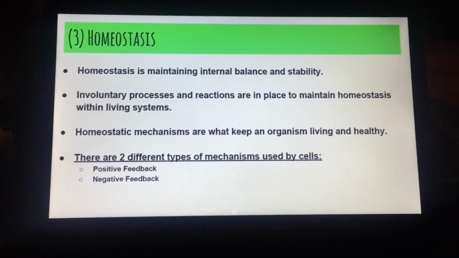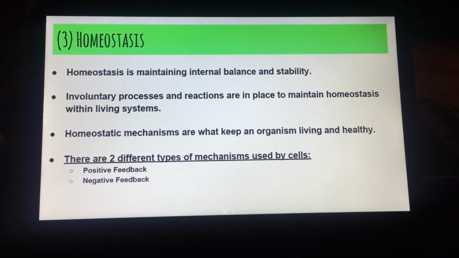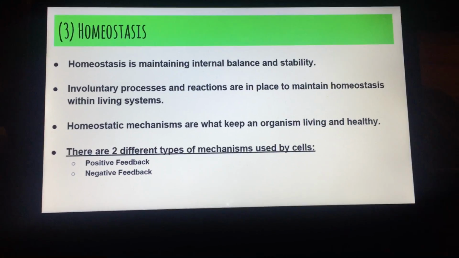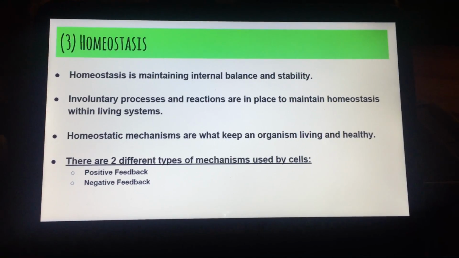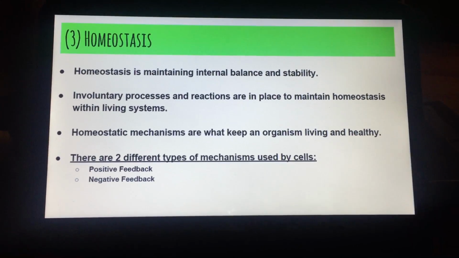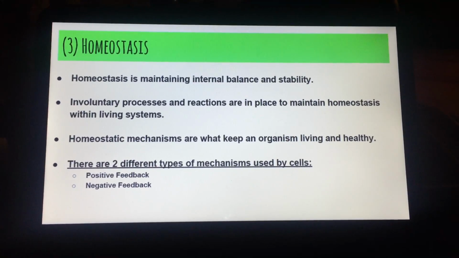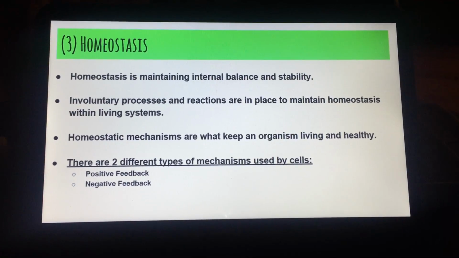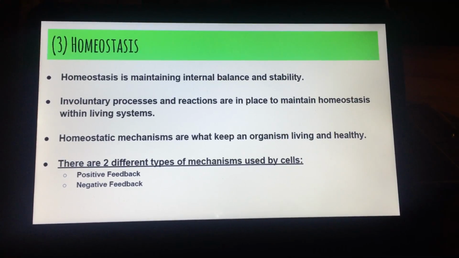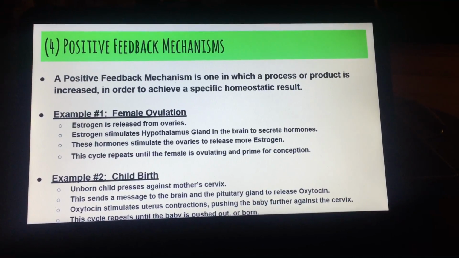So these mechanisms, or kind of pre-programmed reactions in our body, are what keep us living and healthy. And there are two types of mechanisms our bodies use to keep us living and healthy. One type is called a positive feedback mechanism, and the other type of homeostasis is negative feedback mechanisms. So we're going to start by talking about positive feedback mechanisms.